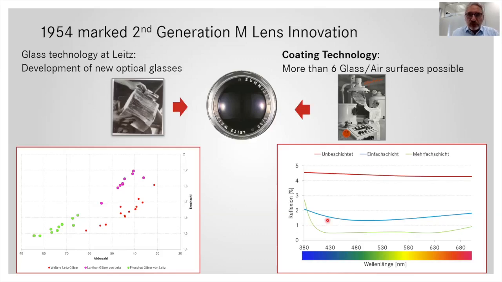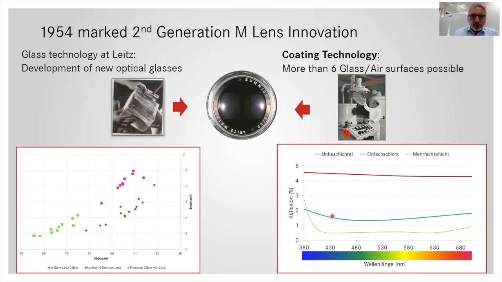To be honest, Leitz didn't invent the coatings. This was done by Mr. Smakula, and he was an employee of Zeiss. And he invented it, the patent was filed in 1936. And during World War II, the regime took over the patents only for military purposes, and after World War II, everybody could use these patents.